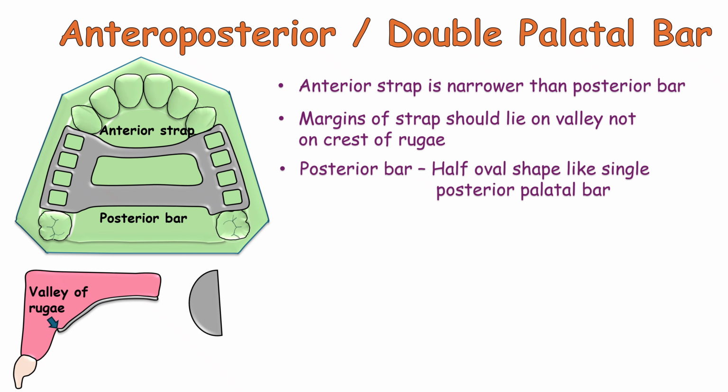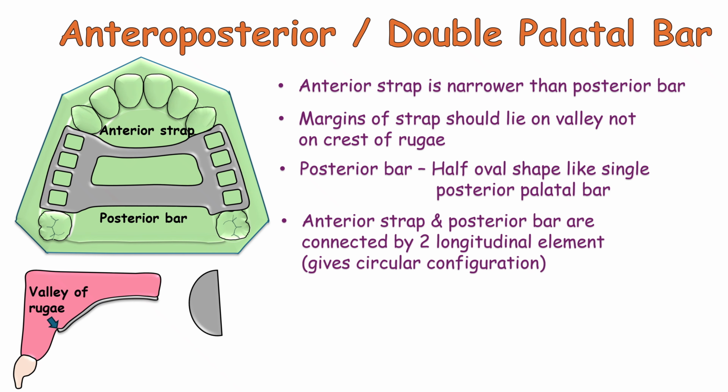The posterior bar is half oval shaped like the single posterior palatal bar, and the anterior strap and posterior bar are connected by two longitudinal elements. It gives a circular configuration. The purple colored areas are the longitudinal elements. It contributes to the L-beam principle, that is, the anterior and posterior areas are connected by longitudinal segments. It contributes to good resistance.